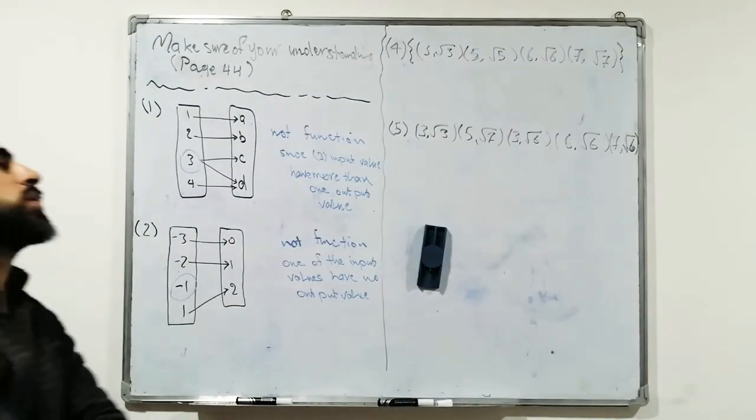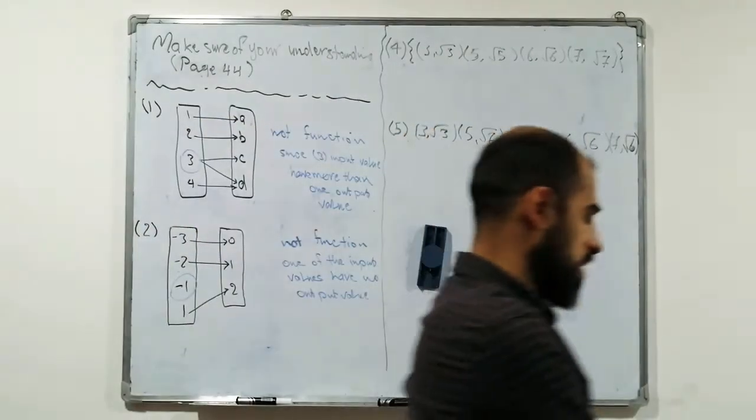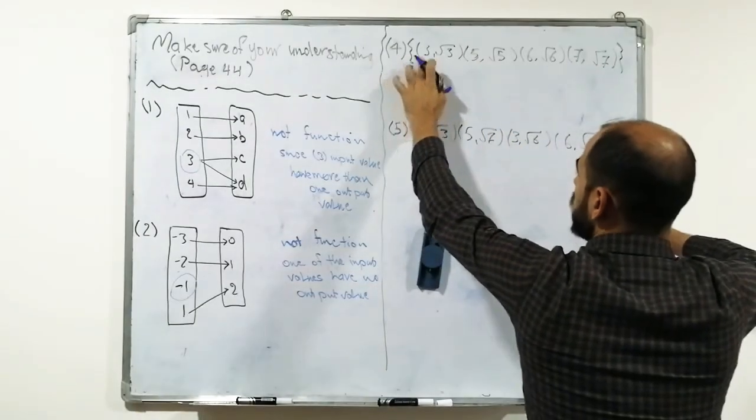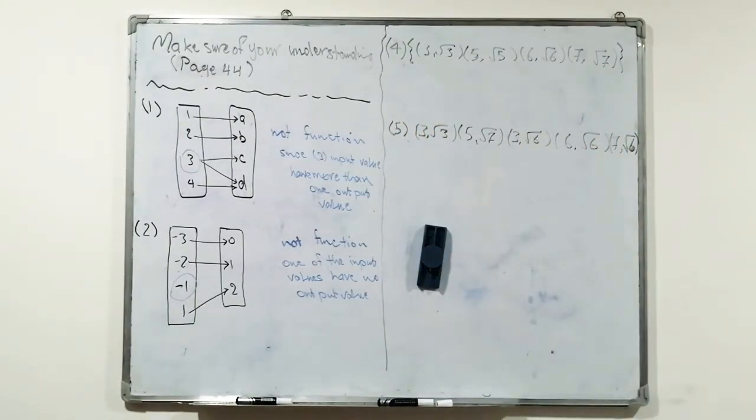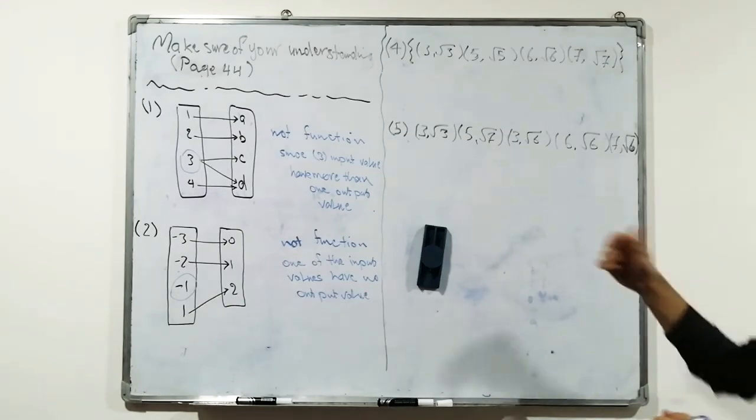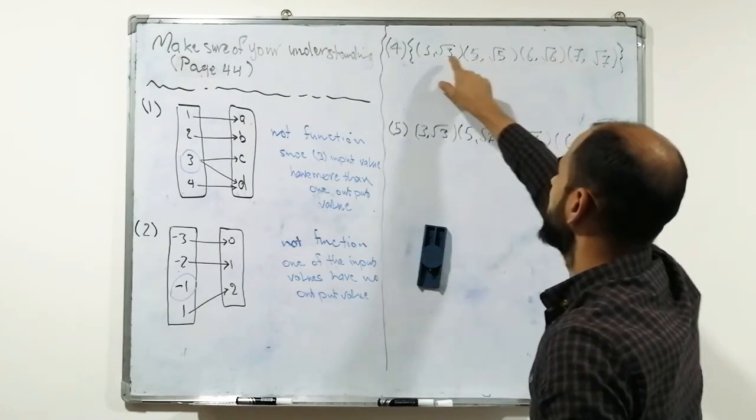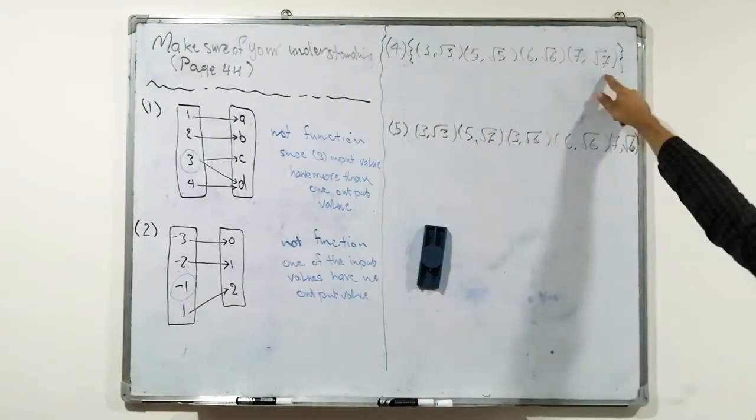You want us to determine whether the relation represents a function or not. Here, as I told you previously, the first part of the ordered pair represents the input value, that means the x represents the input, and the second part of the ordered pair represents the output value.